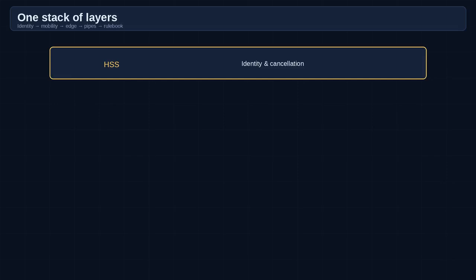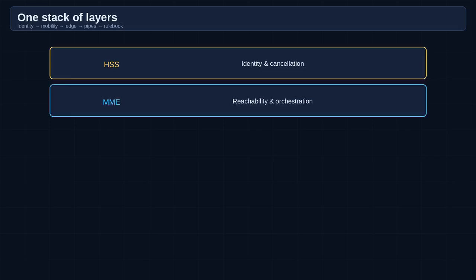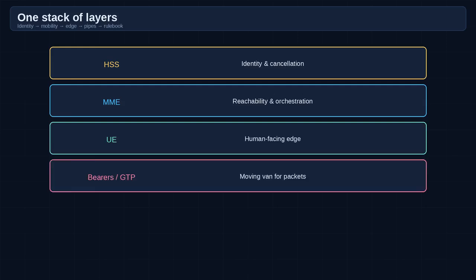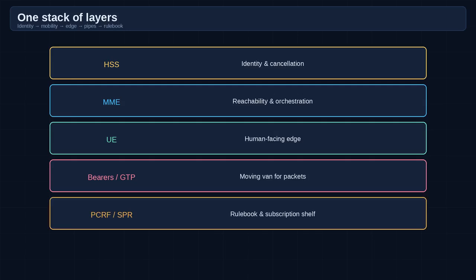Stack the layers once more as a single metaphor you can reuse. Identity and cancellation live at the HSS. Reachability and orchestration live at the MME. The UE is the human-facing edge. Bearers and GTP control are the moving van for packets. PCRF and SPR are the rulebook and the subscription shelf for that van's permissions.